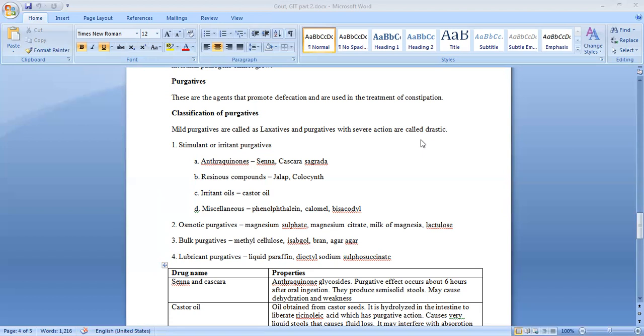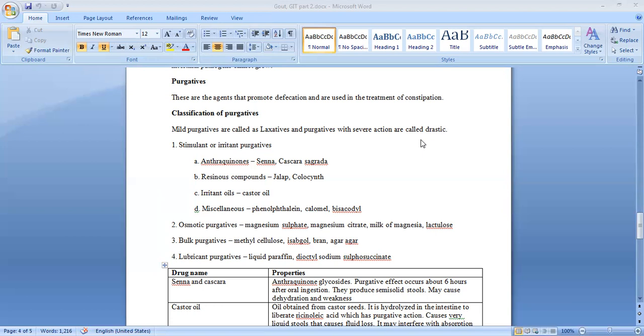So we need to make sure that whatever waste products have collected in the large intestine are thrown out of the body. If somebody is suffering from constipation, then we need to use certain drugs which will promote defecation. These drugs are called purgatives. There are many different words which are used, but they all have similar action.